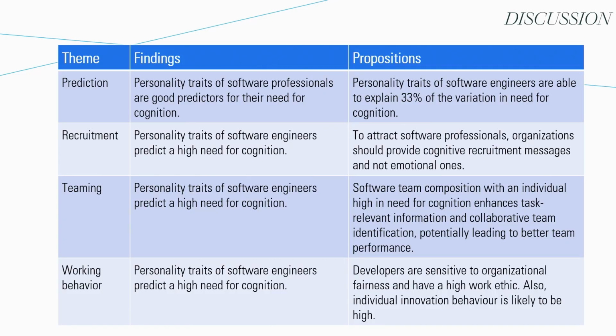So what are therefore our findings? Well, first of all, we have the strong suggestion that software engineers enter the field because of their high need for cognition, which has some clear impact related to recruiting. To attract software professionals, organizations should provide cognitive recruitment messages and not emotional ones. Also, in terms of teaming, this has some implications for, for example, team composition and how tasks are provided, and also working behavior.